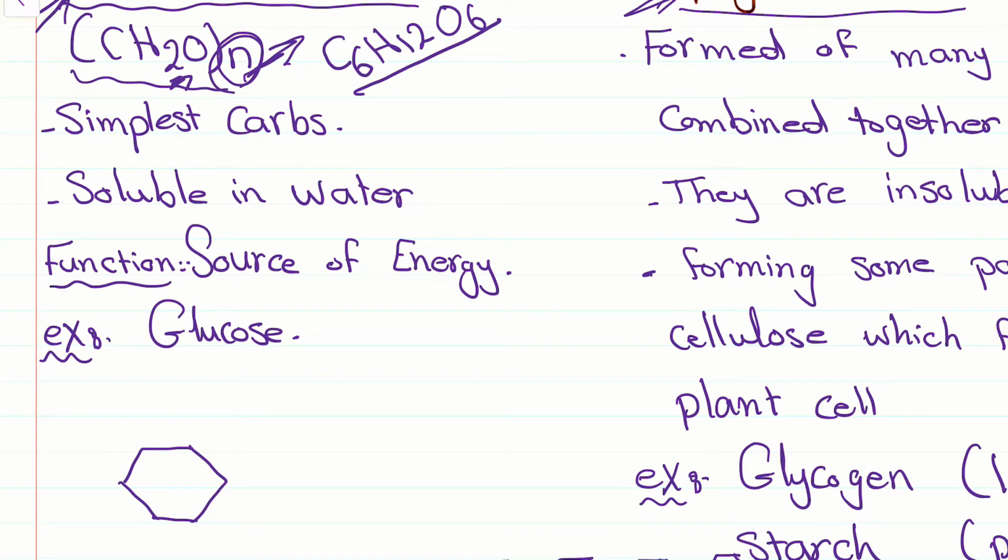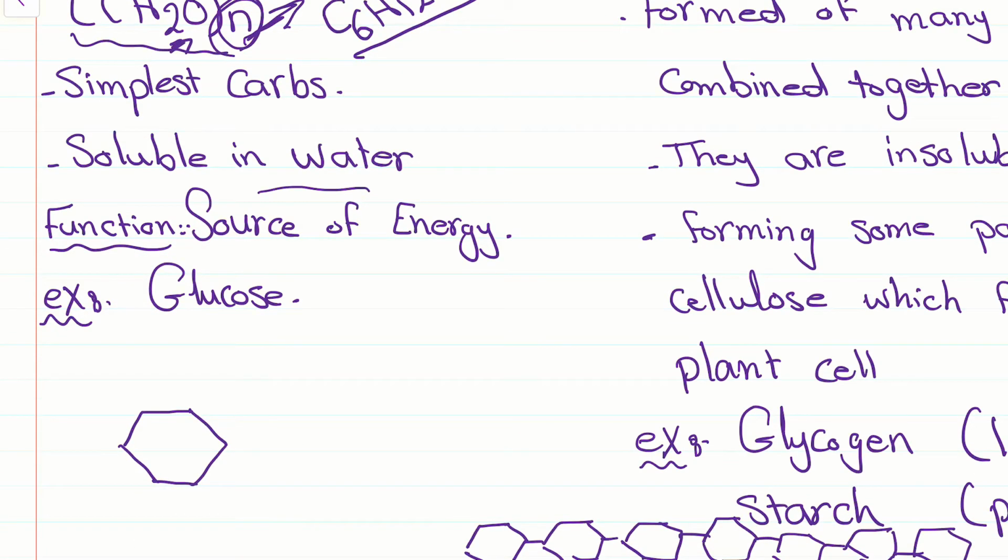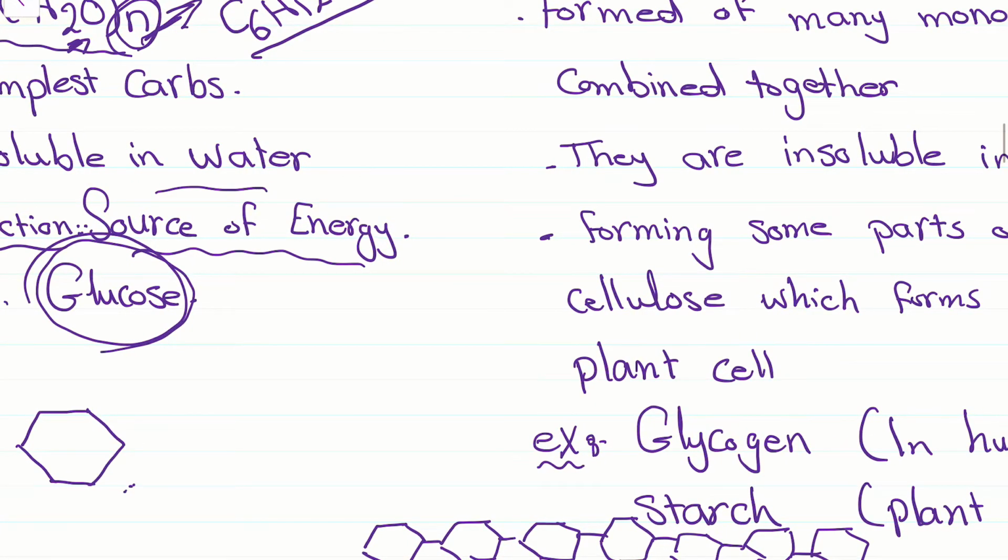The properties of monosaccharides: they are soluble in water. Because they are soluble in water, they are easily transported by the blood and dissolved in the cytoplasm of the cell. What is the function of the monosaccharides? The main source of energy. And as I told you, our example is glucose. This is the shape of glucose, the cyclic form of glucose.